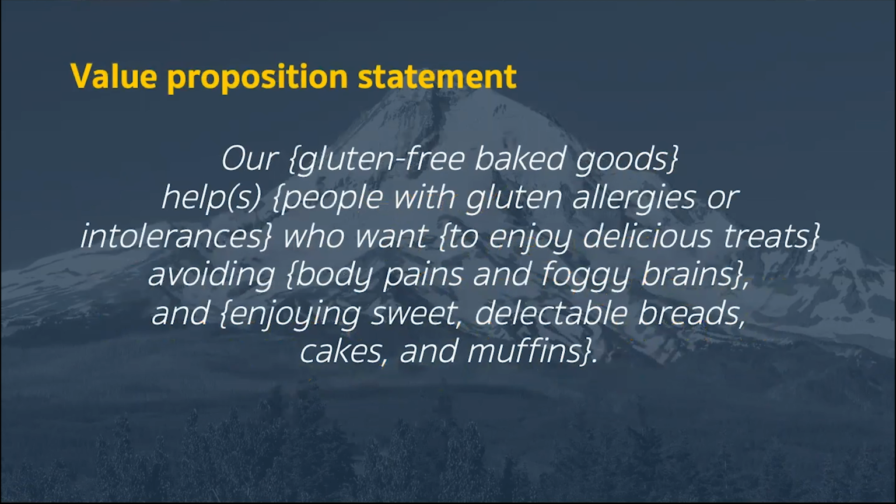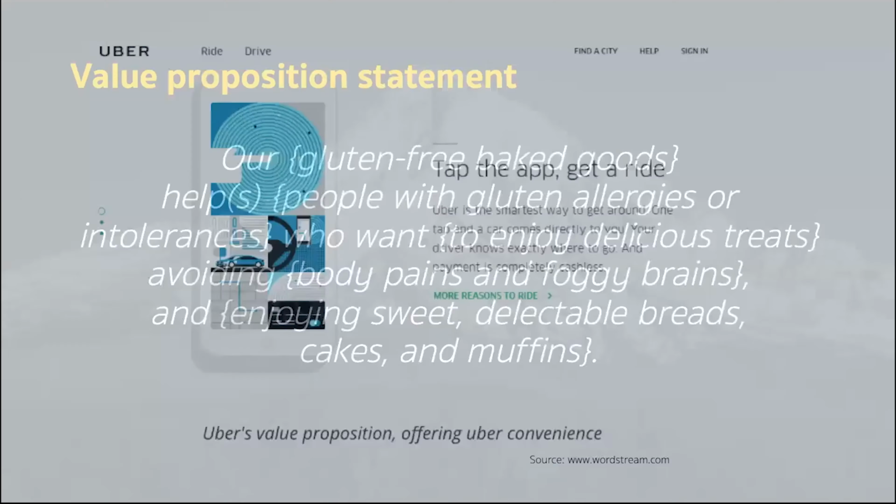One example of a value proposition statement is the following for a gluten-free bakery. Our gluten-free baked goods help people with gluten allergies or intolerances who want to enjoy delicious treats and avoid body pains and foggy brains, and enjoy sweet, delectable breads, cakes, and muffins. Try a value proposition statement using the ad libs for your own product or service.